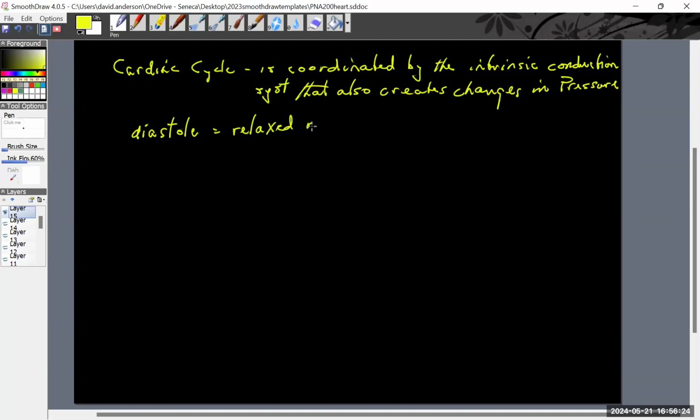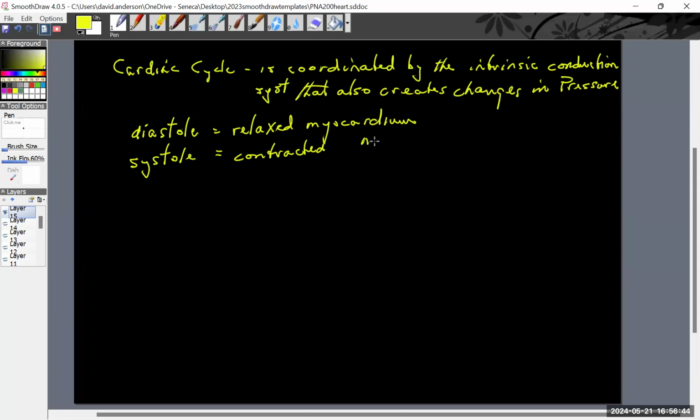Relaxed myocardium. And systole is a contracted myocardium.